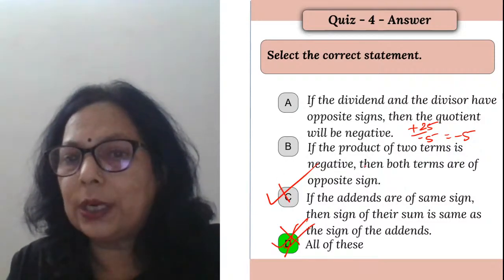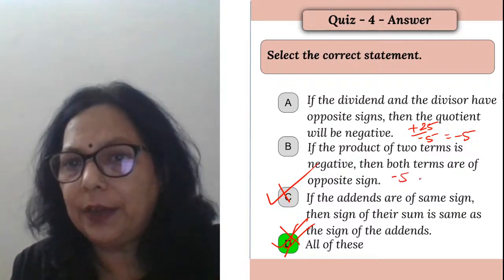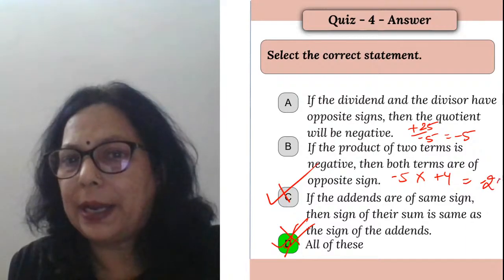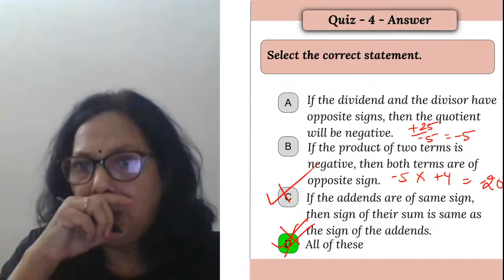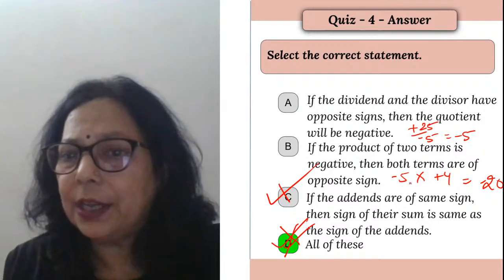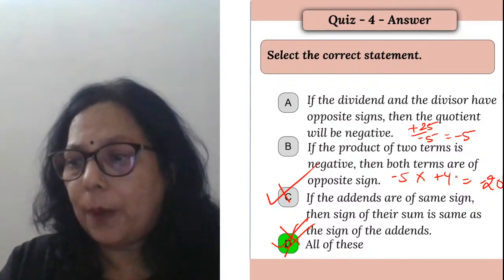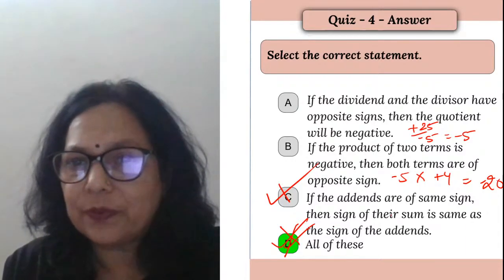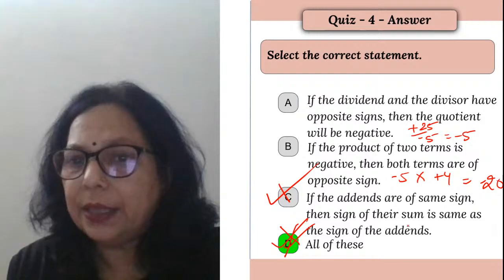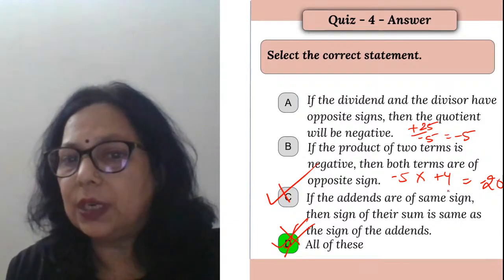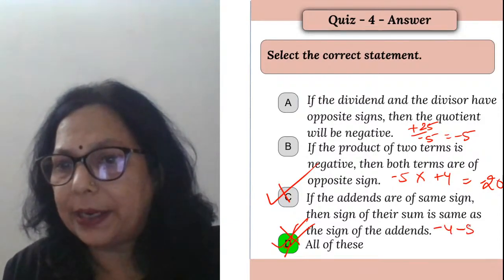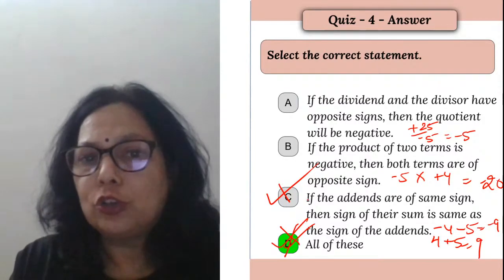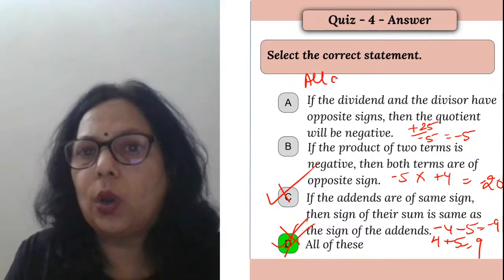If the product of two terms is negative, one is minus 5 into plus 4, then the product will be minus 20, and the product is negative, that means these two are with the opposite sign, right? And then, if the addends are of the same sign, then the sum will have the sign of the addends. If it is minus 4 minus 5, it will be minus 9. If it is 4 plus 5, it will be 9. So all options are correct.